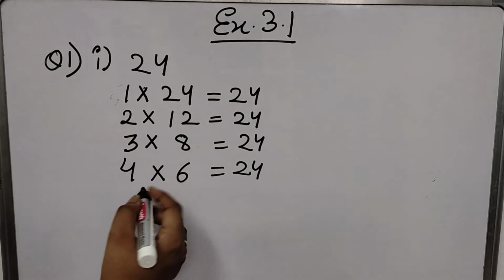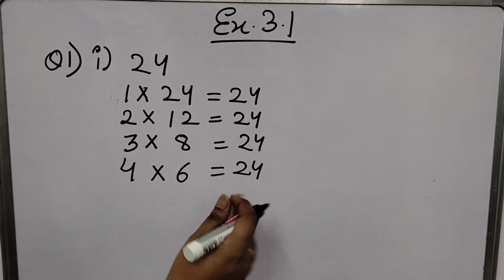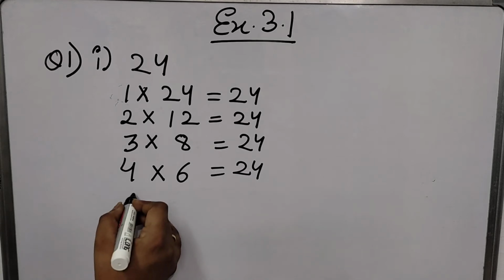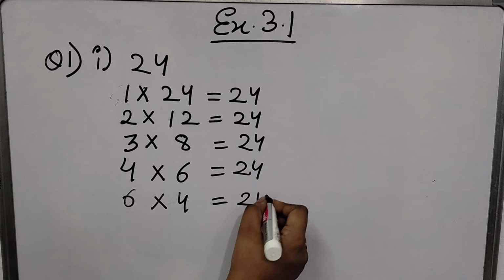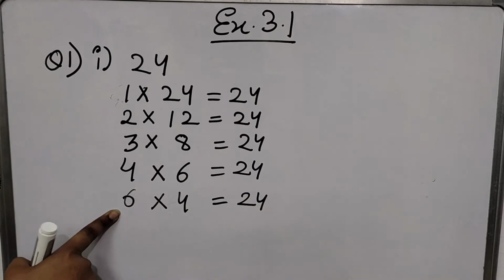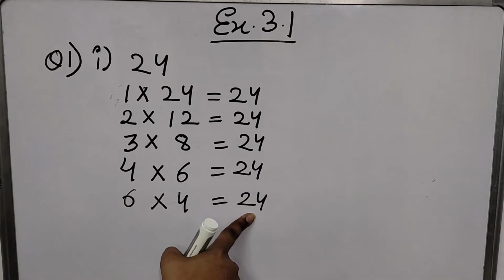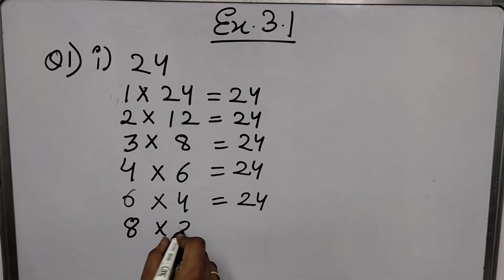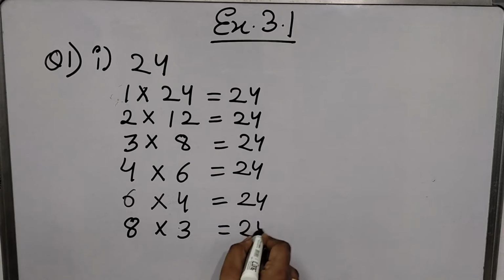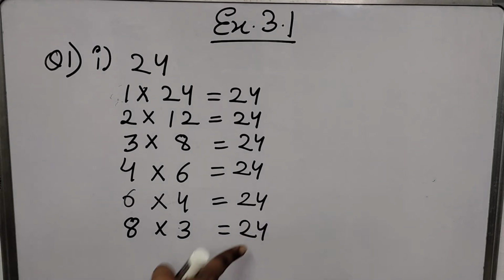Then there is no number which get multiplied with 5 and gives us answer 24. But when we multiply 6 with 4, again we get 24 as answer. So this 6 is again a factor of 24. Then if we multiply 8 with 3, so again it is 24. So 8 is also a factor of 24.